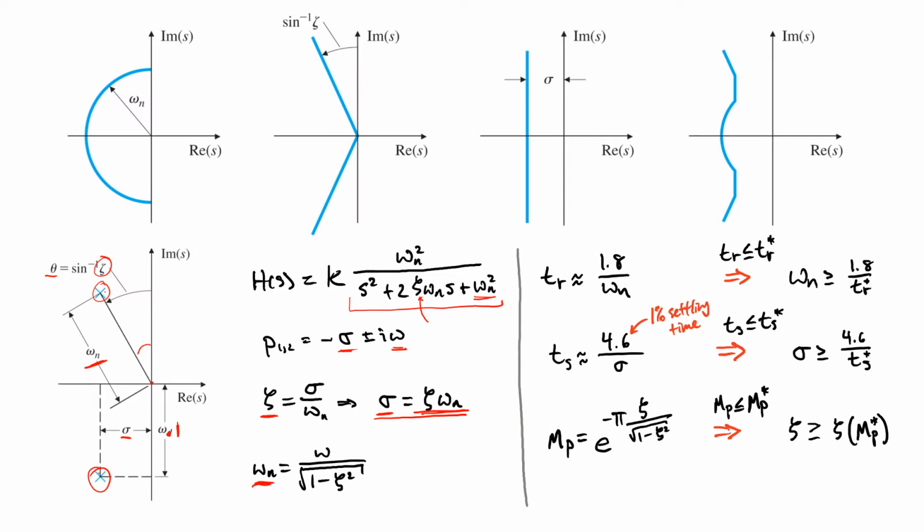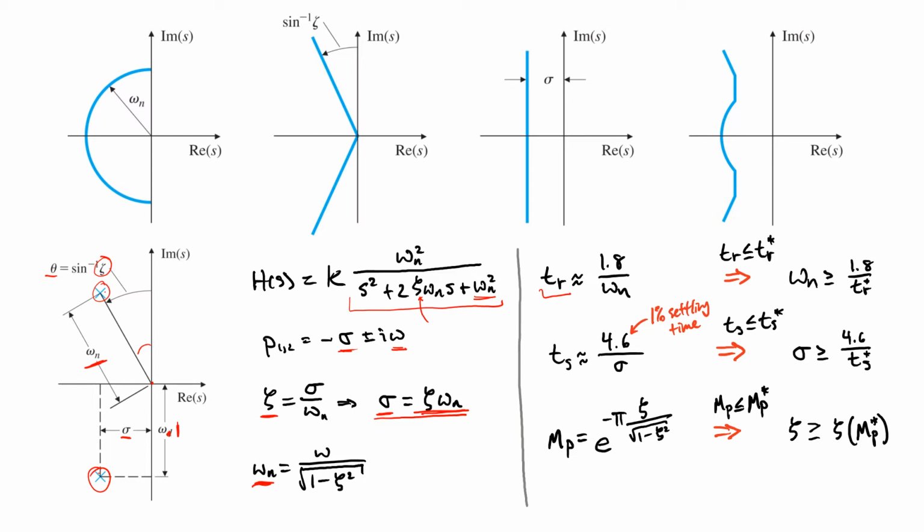What's interesting and useful is that all of these have different geometric interpretations. The reason we use them is that many of our performance specifications can be interpreted as a function of mainly one of these variables. So for example, our rise time can be characterized as approximately 1.8, a constant number, divided by omega n.